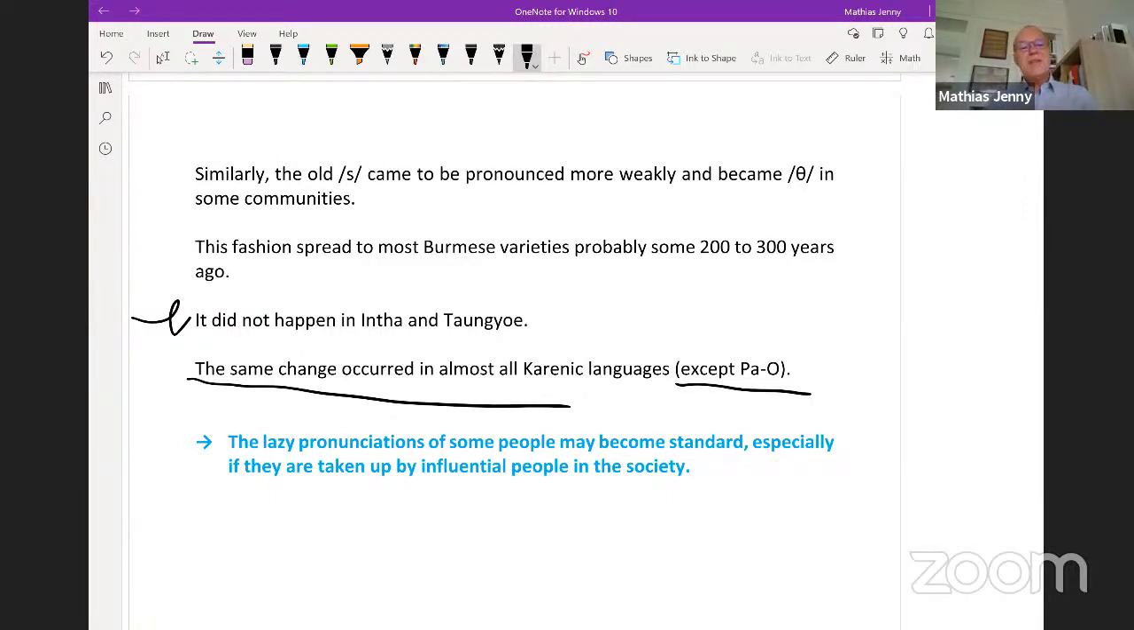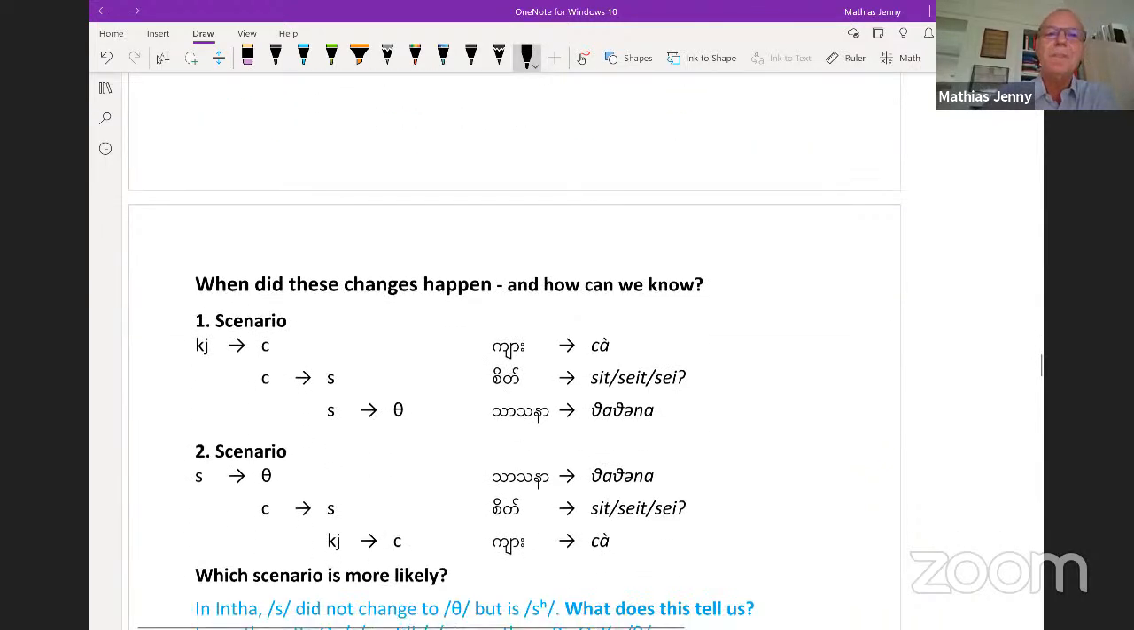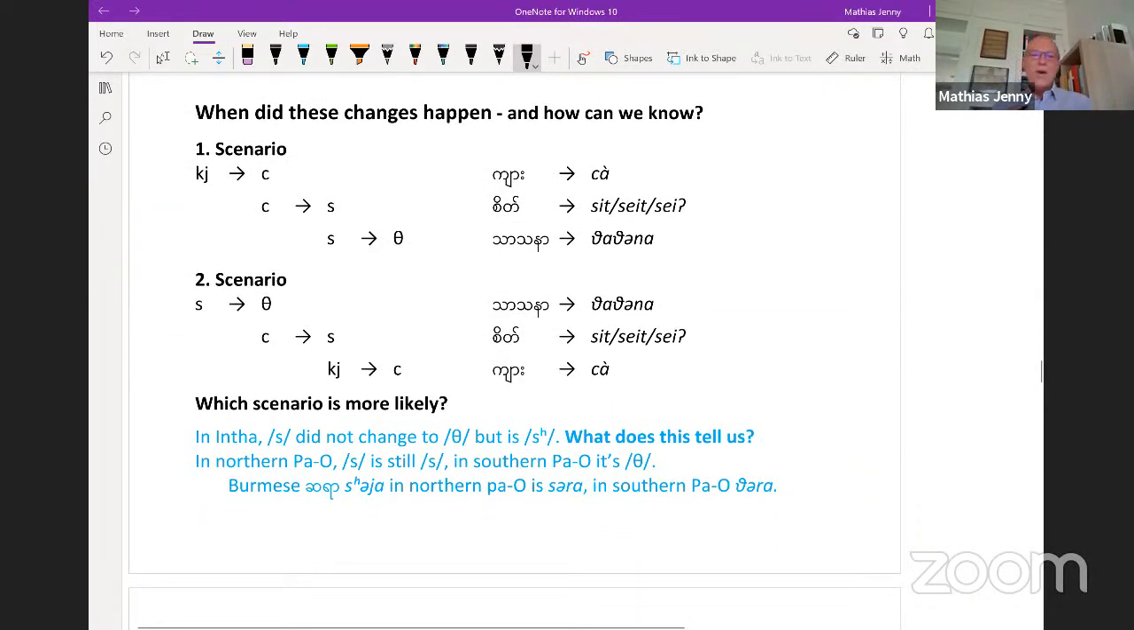Now, these examples show you that the lazy pronunciations, the wrong pronunciations of some people may become standard, especially if they're taken up by influential people, if they're taken up in the modern time by the media and at some point in the education. So lazy pronunciation leads to sound change. Now, can we know when these changes happened? How can we know? We've seen the sources, the European sources that show us that maybe about 200 years ago, this was an ongoing change.